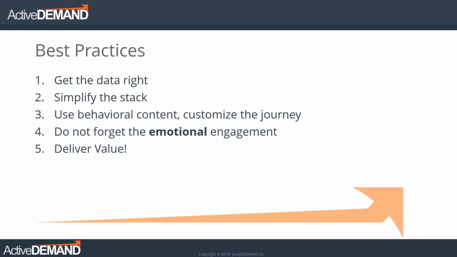And think about the behavioral aspect. Customize the journey, right? Your prospects, just like our prospects, have internal challenges. They have pressures. Help them with the buying decisions. And don't forget about the emotional engagement, right? You want to be connecting. You've got to get the robot out of the room, right? You have to understand your prospects are people, and your marketing process has to engage the people emotionally.